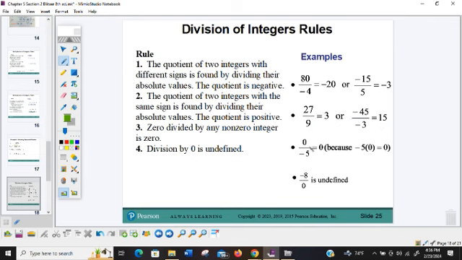Now, anytime 0 is divided by a number, if the 0 is on top, the answer is 0. Okay? When the 0 is on top. But when the 0 is on bottom of a fraction, it is undefined. Okay, you cannot divide by 0.